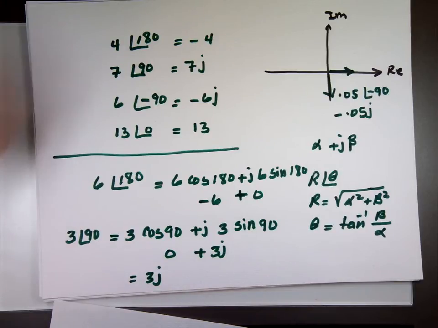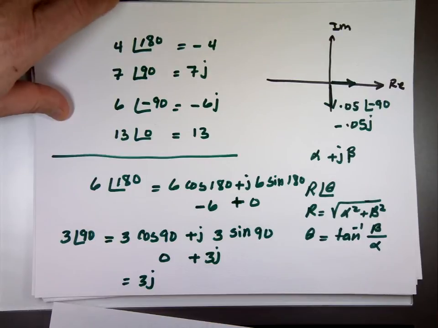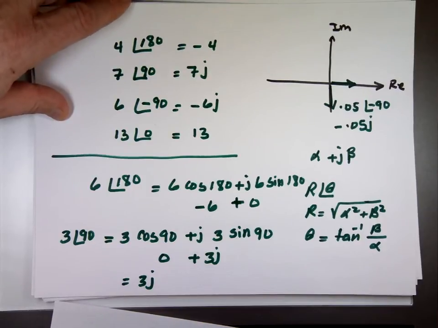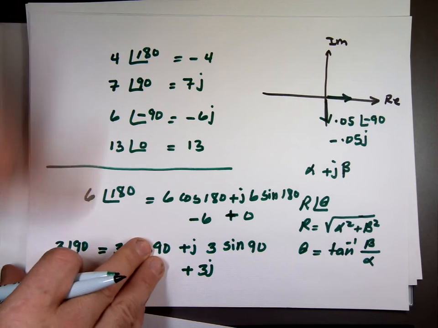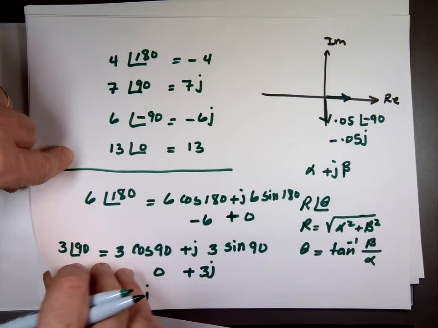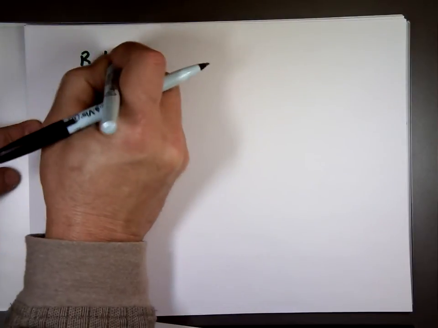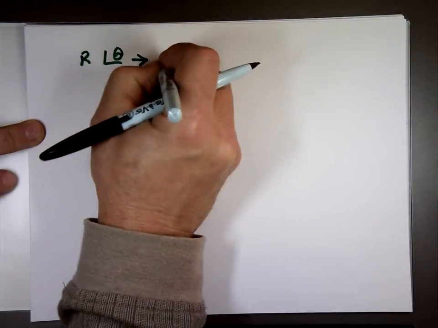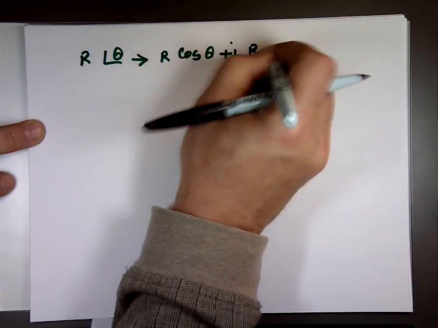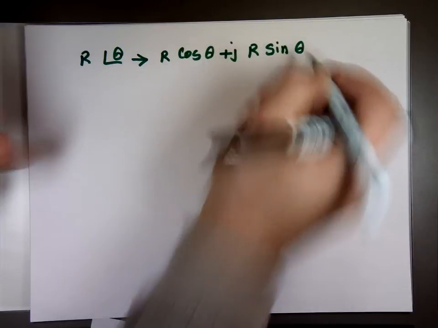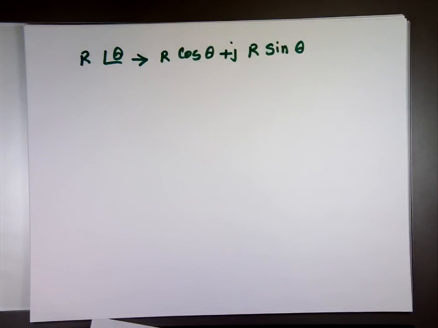Just things to remember, because I do that a lot. I take this, I go, that's 0.05 negative 90 degrees. That's 0.02, just real value. Because what I'm doing, I'm changing it using this rule that if you have a polar r angle theta, you can change it to rectangular by going r cosine theta plus j r sine theta. That's the rule I'm using to convert them. Just heads up on that one.